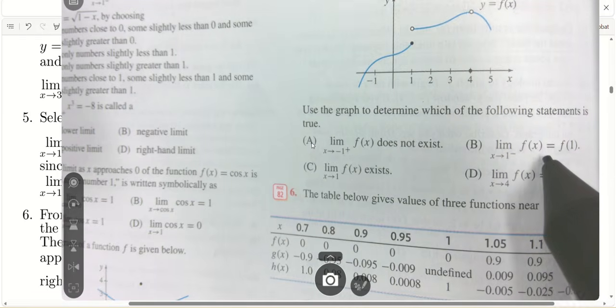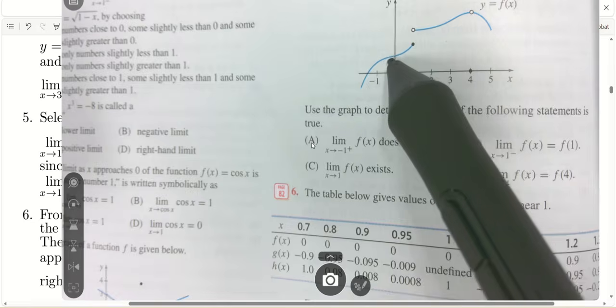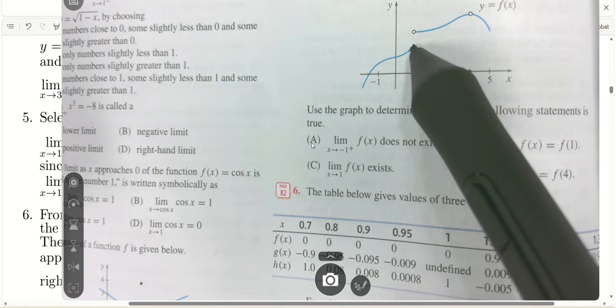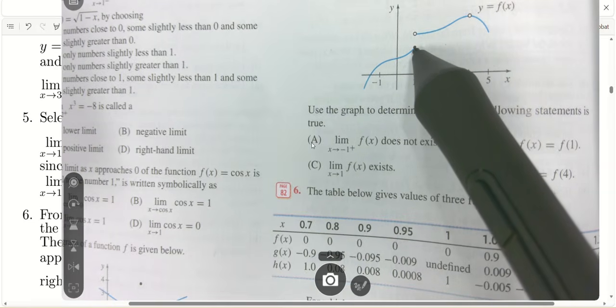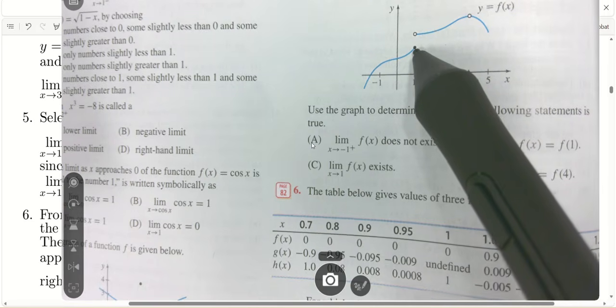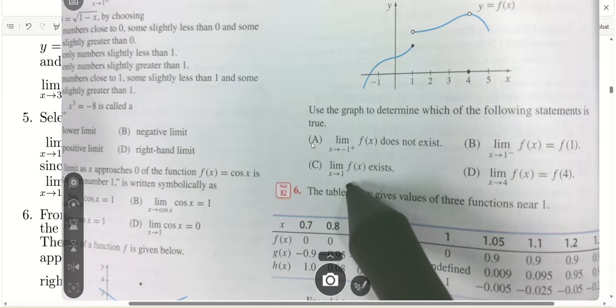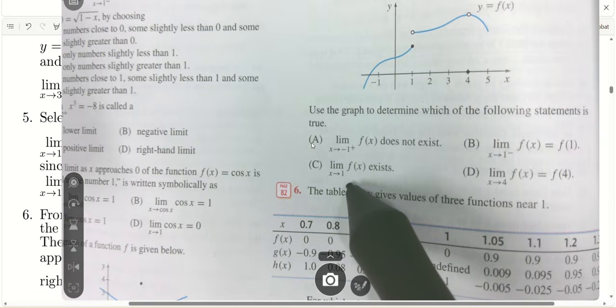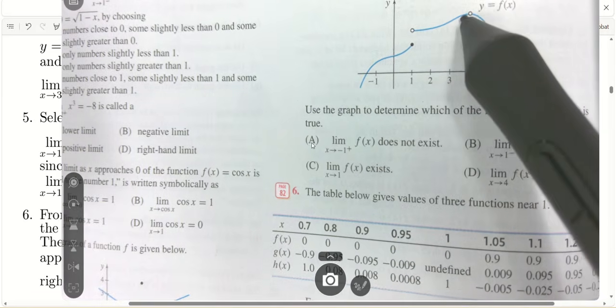As I approach 1 from the left, here we go. Is that the same thing as f of 1? Yeah, that one's true. It was asking us to identify the true one. If we've decided that B was the true one, do we need to go further? No, but let's look. Does the limit as x approaches 1 exist on this graph, the overall limit?